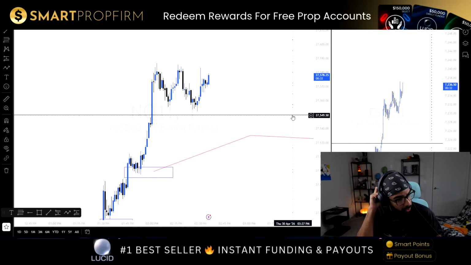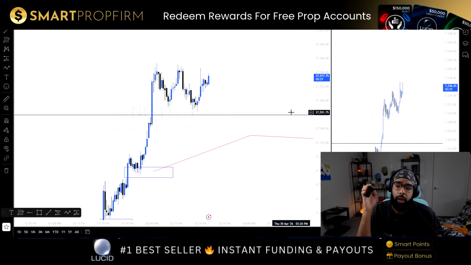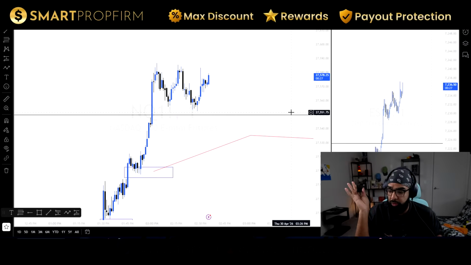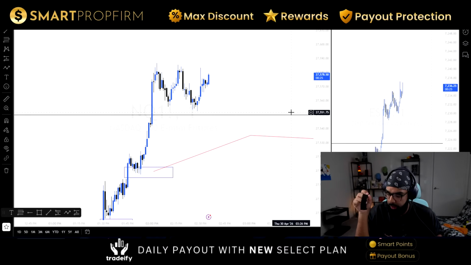What are the top things you look for? A liquidity sweep, a reversal off the liquidity sweep, and then a retracement of some sort, and then I'll take an entry.